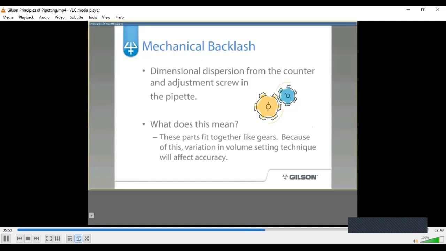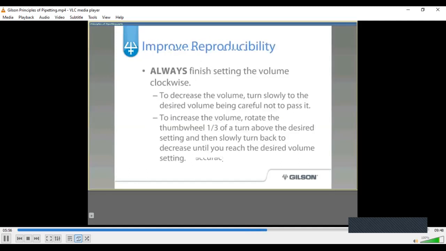So in order to improve reproducibility, always finish setting the volume clockwise. So to decrease the volume, turn the push button slowly to the desired volume, being careful not to pass it. Then to increase the volume, rotate the thumb wheel 1/3 of a turn above the desired setting, and then slowly turn back to decrease until you reach the desired volume. This way, mechanical backlash always occurs in the same position, improving your reproducibility of results.